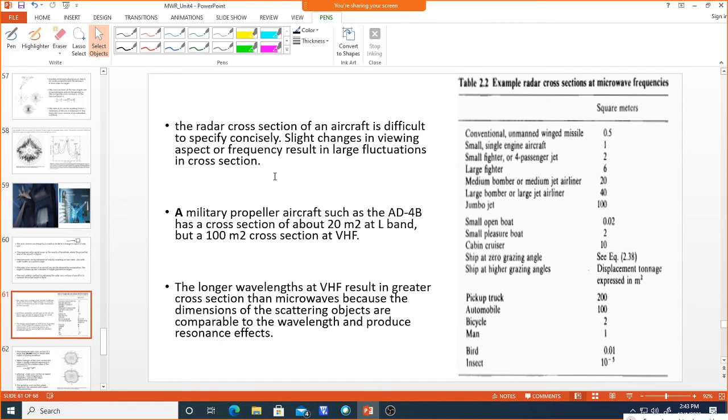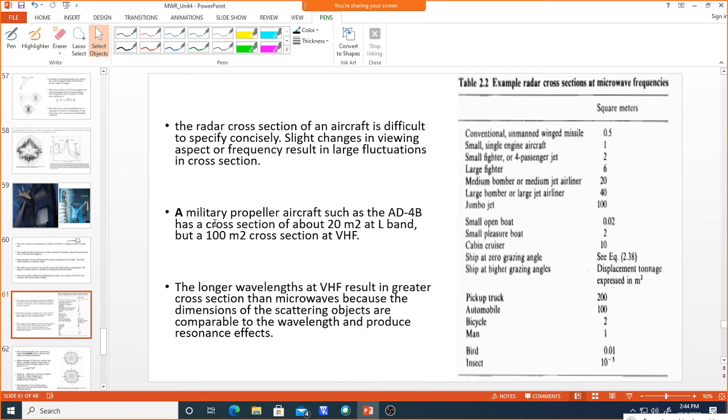So that's why we cannot specify it exactly and concisely. But by measuring the echo signal multiple times, and with multiple viewing aspects with respect to frequency, we can at least estimate something near the RCS. That's why it is somewhat difficult to measure the aircraft RCS. For that we require multiple transmissions and also multiple viewing angles.